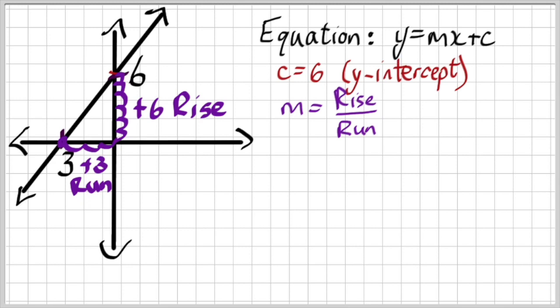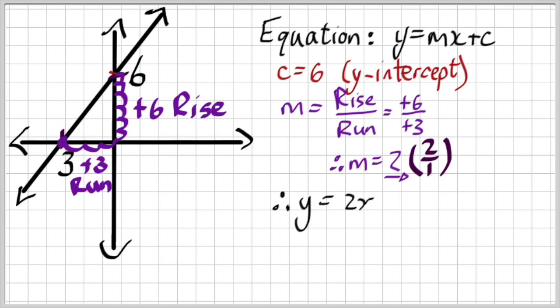So what is the gradient? Rise over run. So in other words, positive 6 over positive 3. Please remember to simplify. So therefore, the gradient is 2 units. Which kind of means, remember, it's 2 over 1. So for every 1 that my graph goes forward, it goes 2 units up. So therefore, y is equal to 2x plus c. Remember, the initial question was, what is the equation of that specific straight line? It's y equal to 2x plus 6.